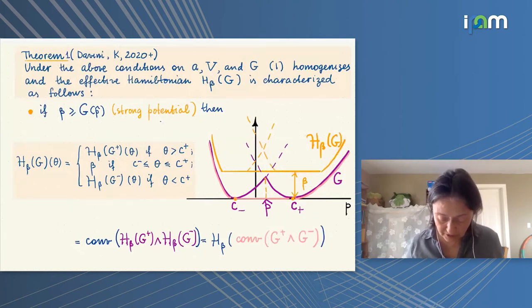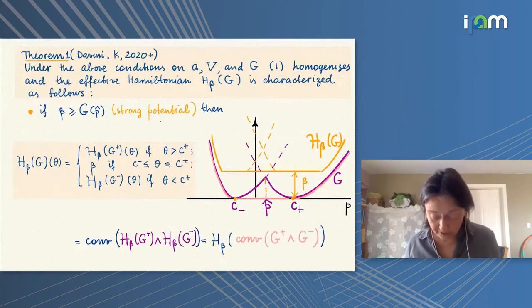For G plus, the effective Hamiltonian is this. For G minus, the effective Hamiltonian is that. And then they are connected by the common flat piece at height beta. So in short, we can say that the effective Hamiltonian is a convex hull of the minimum of the effective Hamiltonians of its pieces.